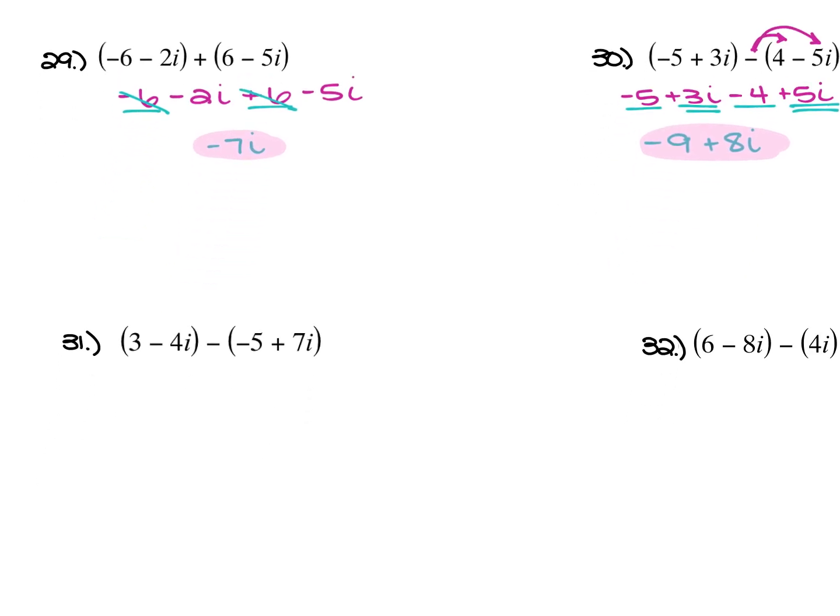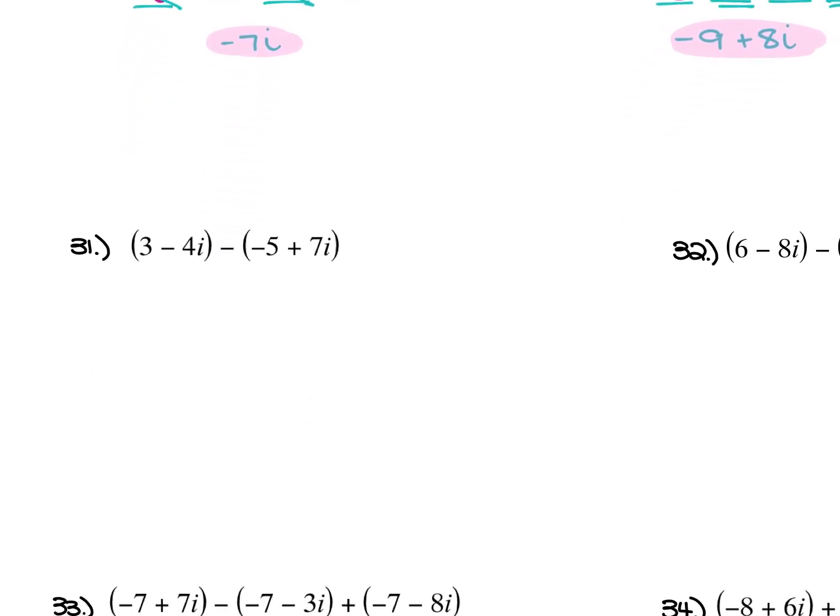For 31, you have 3 minus 4i minus negative 5 plus 7i. You are going to distribute that negative into the second set of parentheses first. So that gives you 3 minus 4i plus 5 minus 7i. Combine your like terms, starting with your real numbers. 3 plus 5 gives you 8. The negative 4i minus 7i is negative 11i. So that is just 8 minus 11i.